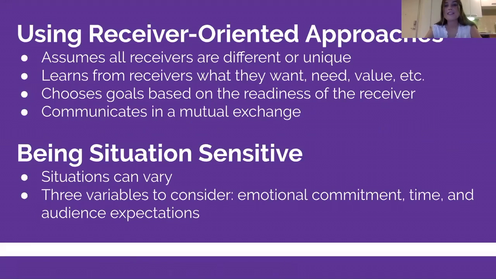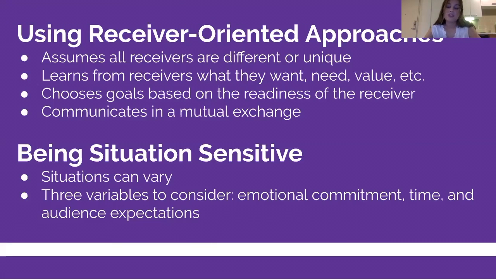So starting off with using receiver-oriented approaches, coactive persuasion uses a receiver-oriented approach rather than a topic-oriented approach. The receiver-oriented approach assumes that all the receivers are different or unique and learns from these receivers what they want, need, value, know, etc. This approach selects definitive goals according to how ready the receiver is to be persuaded and communicates these messages in a mutual exchange.